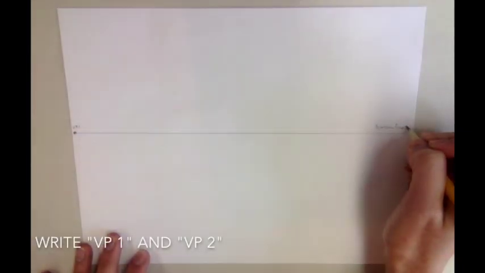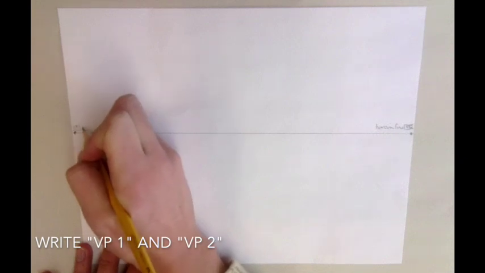Your vanishing points, instead of having one in the middle, you are going to have two on either side of the paper. Place a dot on the right and the left on the horizon line. And the one on the left, we will call vanishing point 1. The one on the right, we'll call vanishing point 2, just so we can tell them apart.